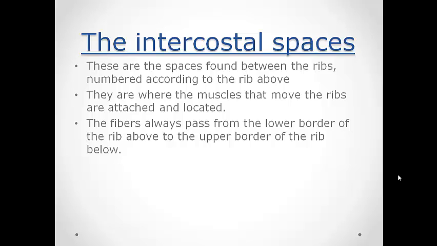In the case of the muscles found in the intercostal spaces, the fibers always pass from the lower border of the rib above to the upper border of the rib below. So if we take our same example where the second intercostal space was the space between rib 2 and 3, then the muscles in that space would go from the lower border of rib 2 and insert or attach to the upper border of rib 3.